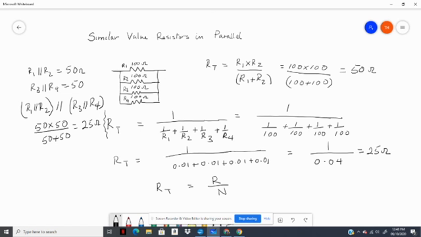Right? So we get the same result doing the long way, where we know the formula for two resistors in parallel. In this case, 100 in parallel with 100 gives 50, 100 in parallel with 100 gives 50. Then you put two 50s in parallel with each other, and you get 25. So, to conclude, the value of any number of similar value resistors in parallel is given by this formula here: RT is equal to R divided by N.